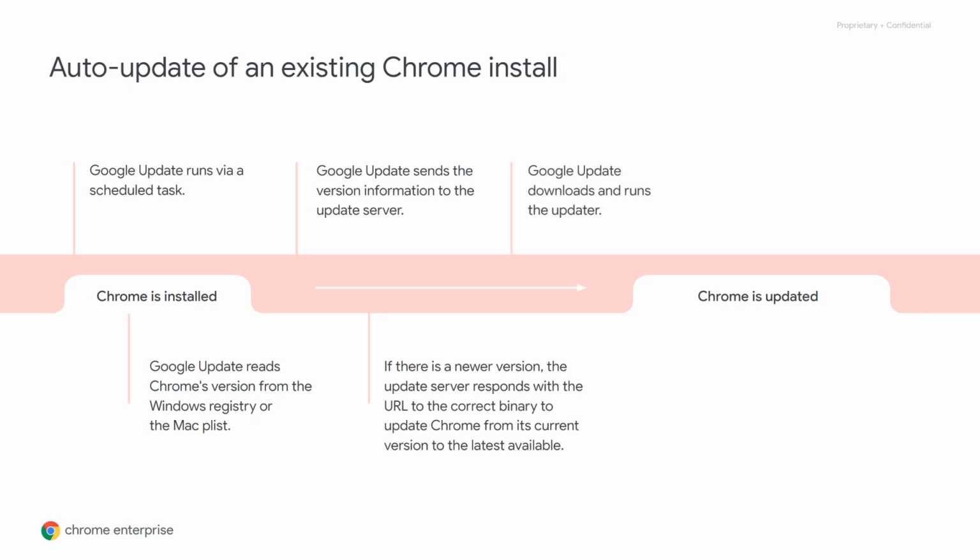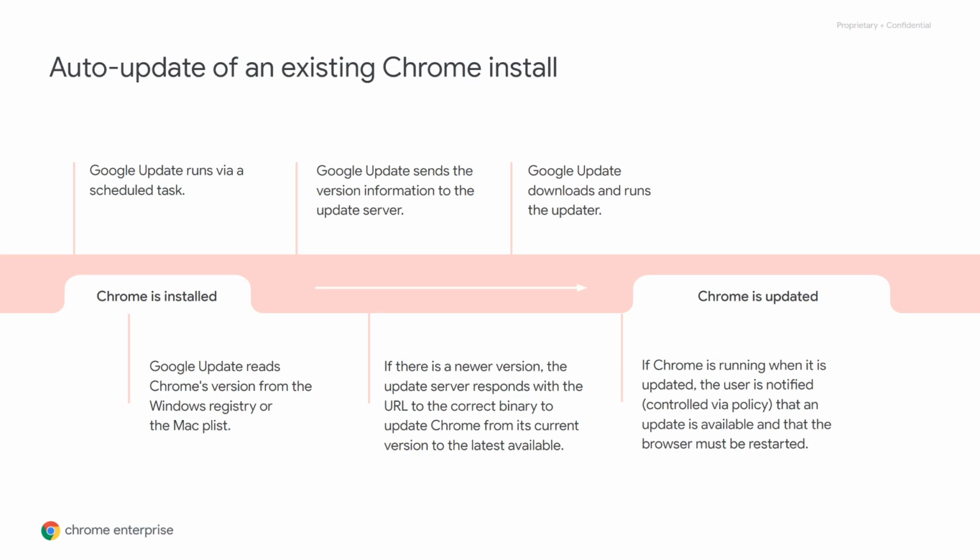Then, Google Update downloads and runs the updater. If Chrome is running when it's updated, the user is notified that an update is available and that the browser needs a restart. You can control this behavior via policy, which we'll discuss later.